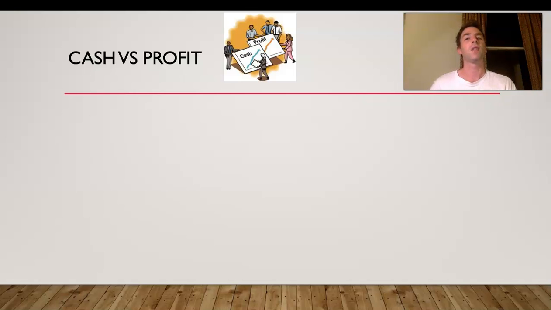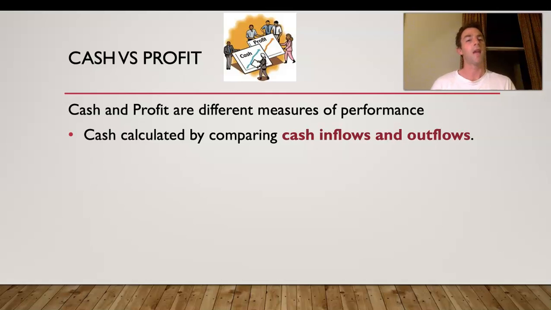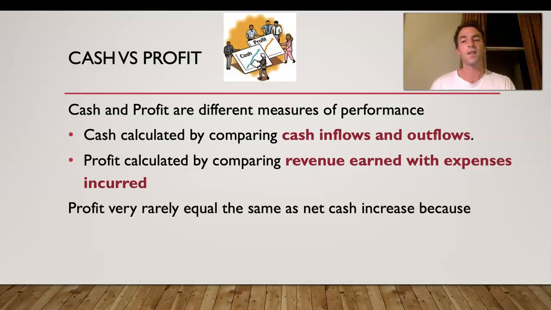And this brings us to an important part of this video, the distinction of cash and profit. These are different measures of performance. Cash in our statements of receipts and payments in Chapter 7 compared cash inflows and outflows. What we are looking at now is profit, which is revenue minus expenses. And the important bit to understand is that they very rarely equal each other. It's very rare that a business will have the same amount of cash increase as profit.